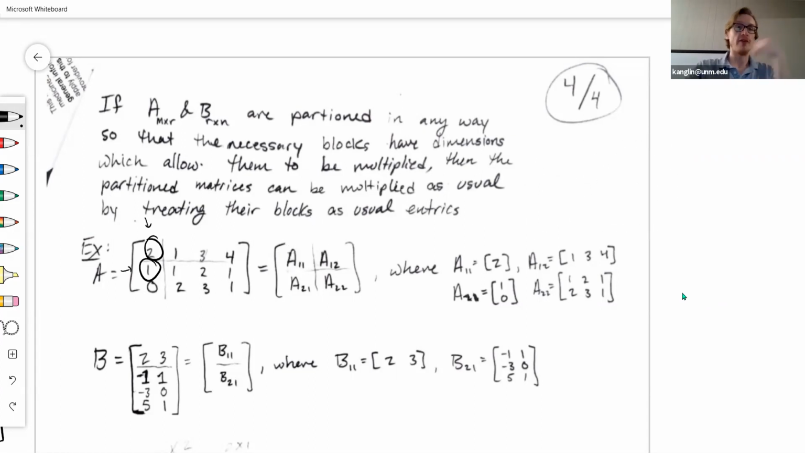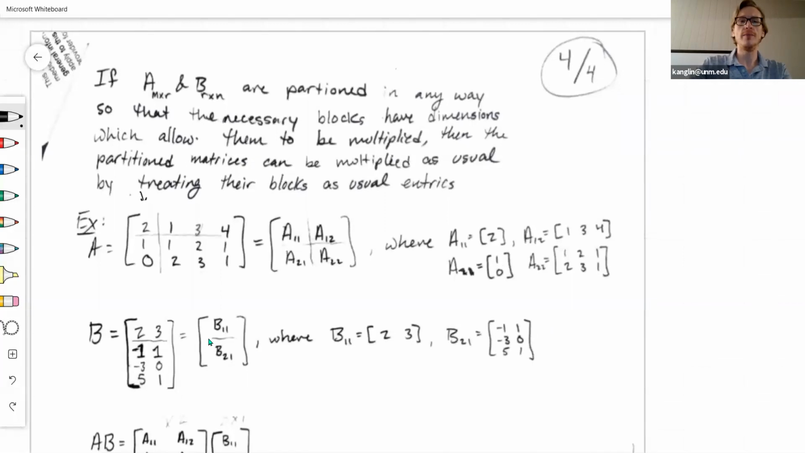Okay, so anyway, if I partition A this way, and I have another matrix B that I partition, I've chosen B to be this matrix, 2, 3, negative 1, 1, negative 3, 0, 5, 1. And I've just partitioned it into two pieces, the top row and all the bottom rows put together. So B11 is this first entry, the row 2, 3. And B21, the next entry down, again keeping the usual index notation, I'm calling all this remaining stuff, negative 1, 1, negative 3, 0, 5, 1.